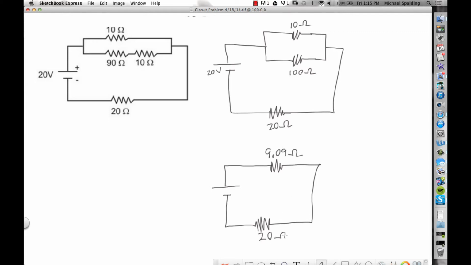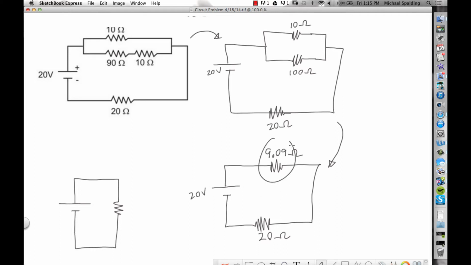And then down here we have our 20, and then this is 20 volts. So the pictures kind of go like this. So we're going from here to there, and then there to there, and then our last picture is going to be over here. So here's our most simplified picture, like this. Now, the 9.09 and the 20, are they series or parallel? They're series. Last period, a lot of kids were like, wait a minute, those are parallel.